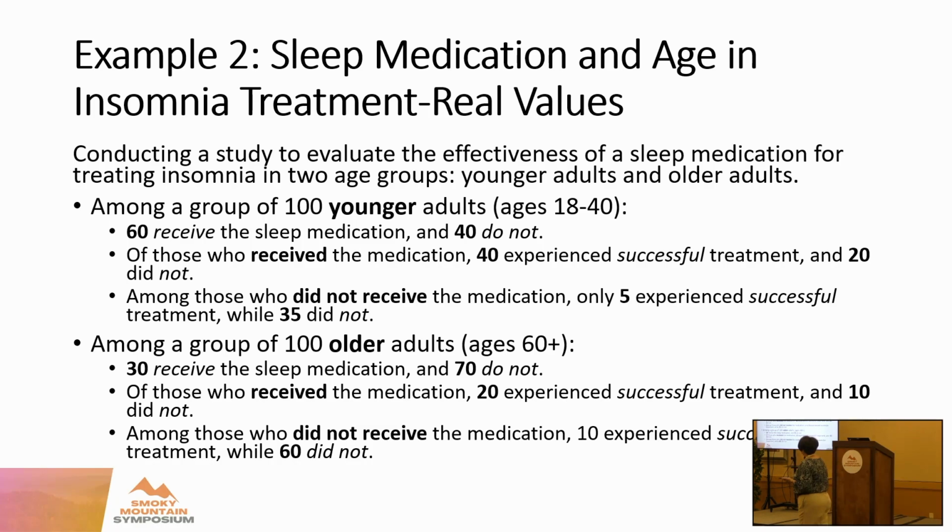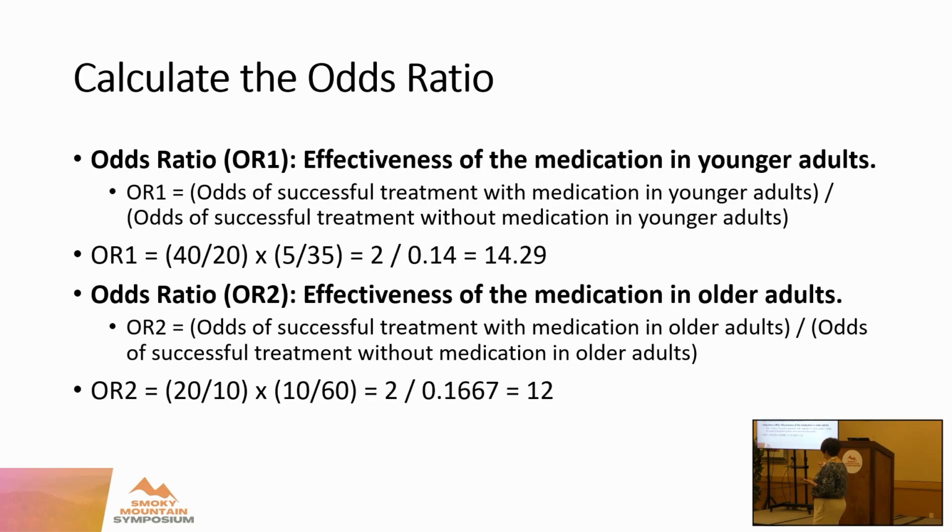And then of the older adults, that 60 plus group, 30 received the medication, 70 do not. Those who received 20 experienced successful treatment and 10 did not. And then for those who did not receive the medication, 10 experienced successful treatment while 60 did not. And again, you're going to have a spreadsheet with all of this and be able to kind of lay it out a little bit better. So when we're calculating that, the effectiveness of the medication in younger adults was what that odds ratio 1 is.